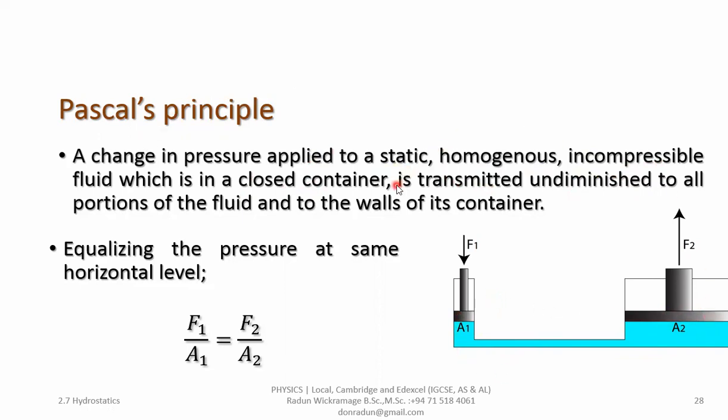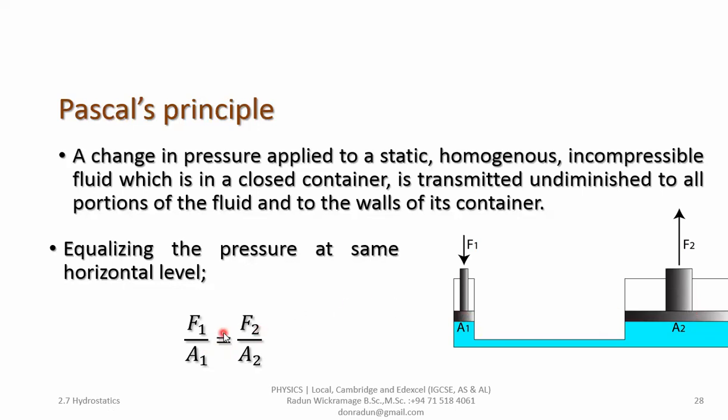And that pressure is transmitted undiminished to all portions of the fluid and the walls of the container. That means the pressure is being given to this piston as well. Both of them are experiencing the same pressure. So if the pressure on this piston is equal to the pressure on this piston at the same horizontal level, we can apply pressure on the small piston as equal to pressure on the large piston.